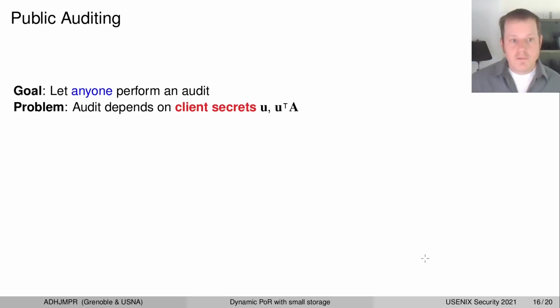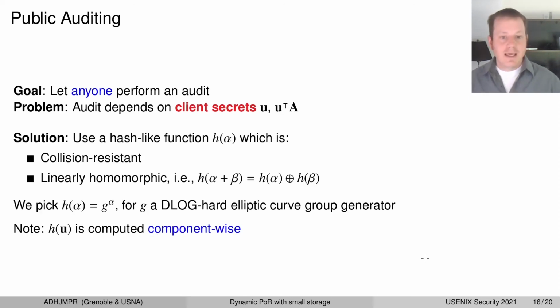The downside, however, with that is that it depends on client secrets. So the client has to have these two secret vectors that it saves that can never be revealed. And to get around this and allow anyone to perform an audit, what we use is something between a cryptographic hash and a linearly homomorphic encryption function, which I'll call H of alpha, which we actually just use as exponentiation in an elliptic curve group.